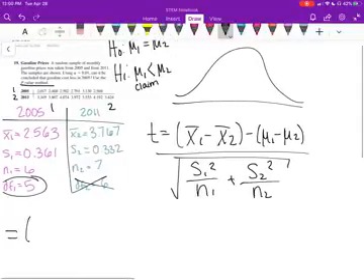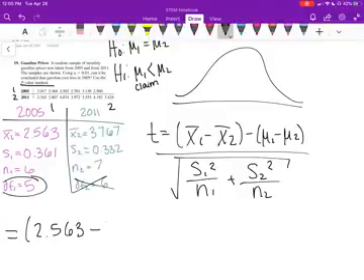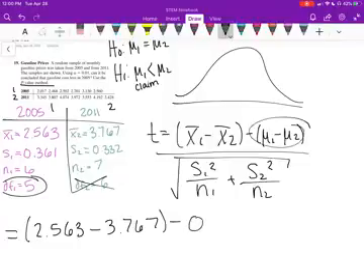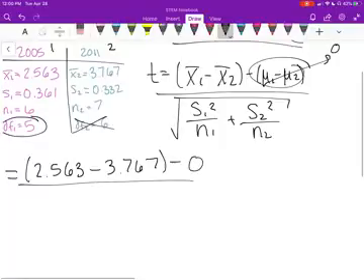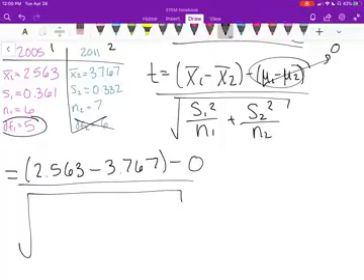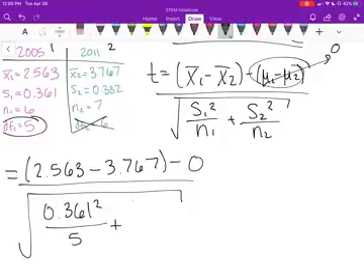We have x bar 1 is 2.563 minus 3.767 minus 0, remember that's just 0, over the square root of S1, 0.361 squared over 5, plus 0.332 over 7. Oh, S2 is supposed to be squared. And let's go plug that into our calculator.